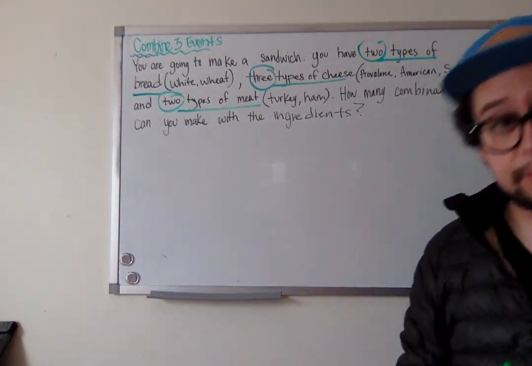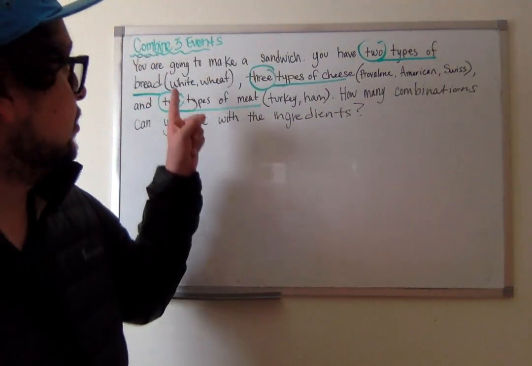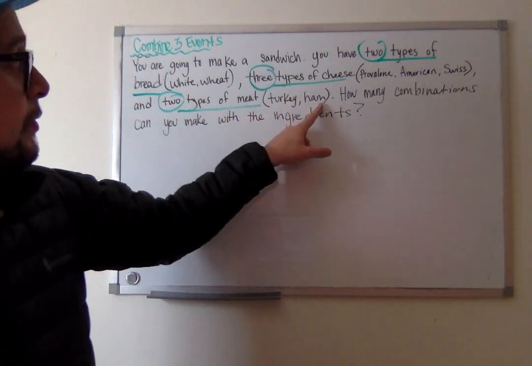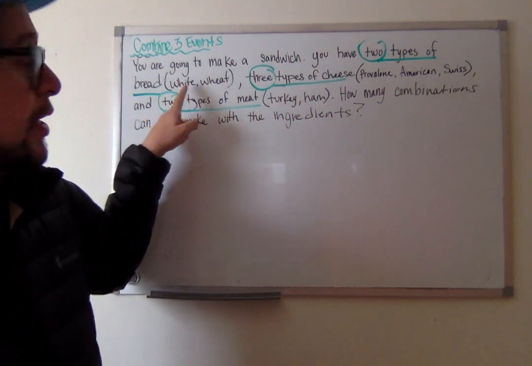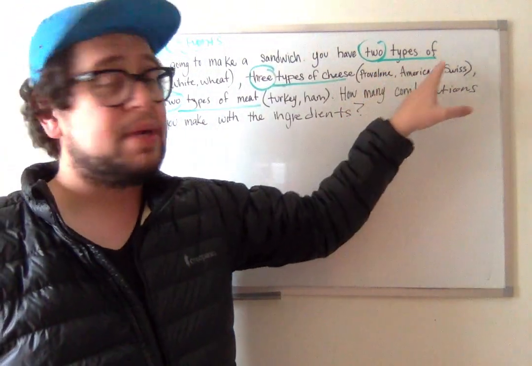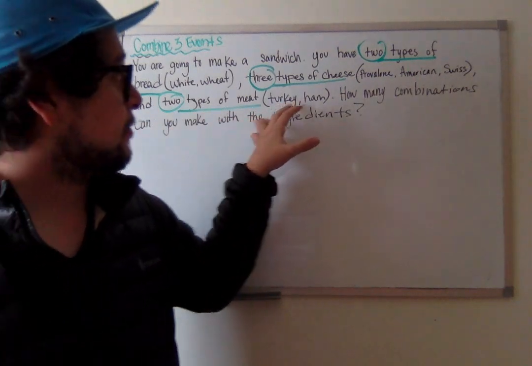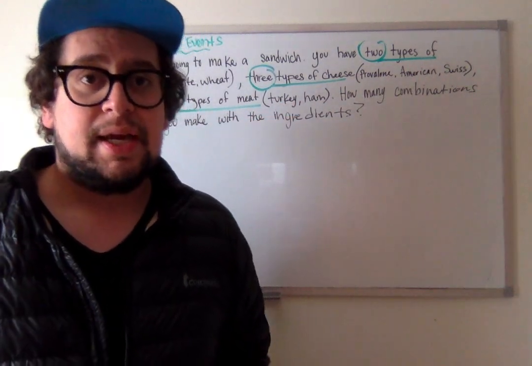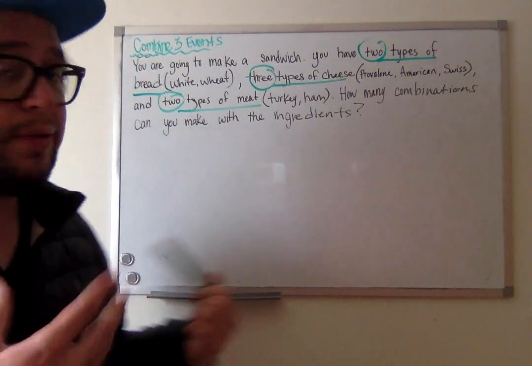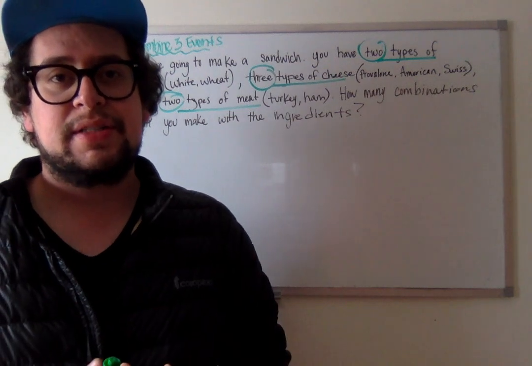So we're given these 3 categories, and then in parentheses, we're being told what the options are, right? So for bread, we have white and wheat, okay? For our cheese, we have provolone, American, and Swiss. And then finally, with the meat, we have turkey or ham, okay? And we want to know how many combinations can you make with the ingredients. So we want to find out our total number of combinations that we can make.